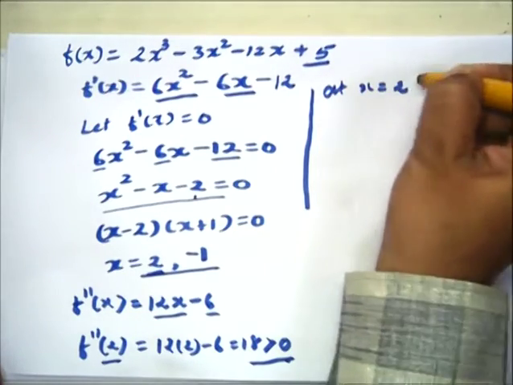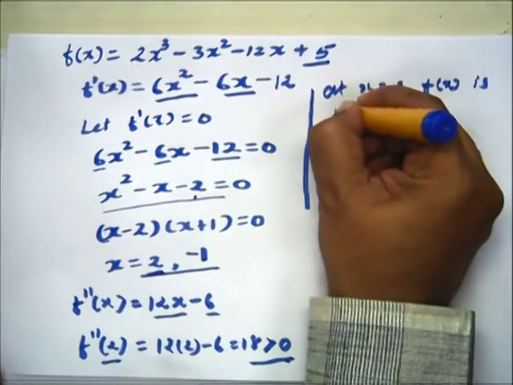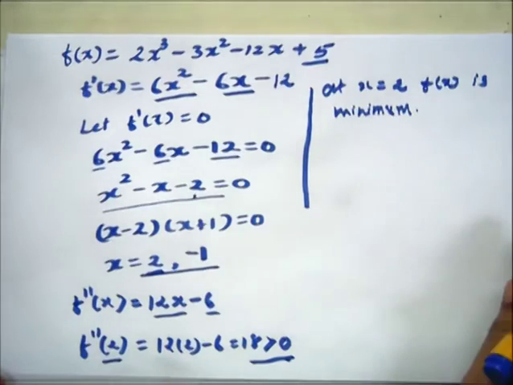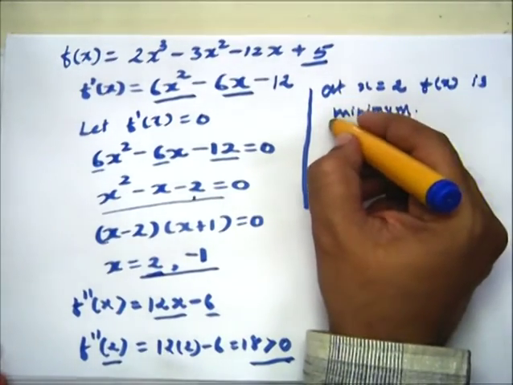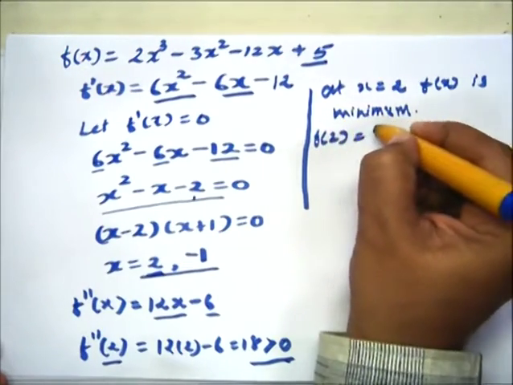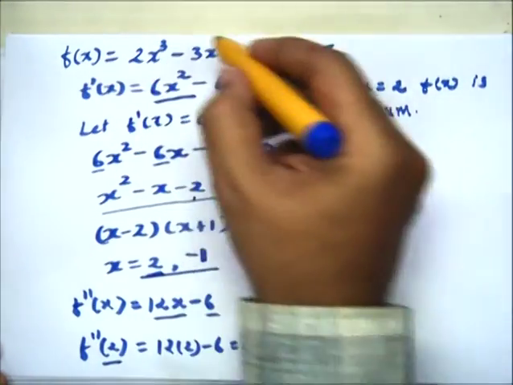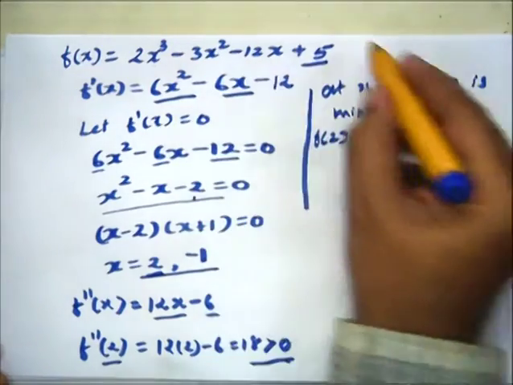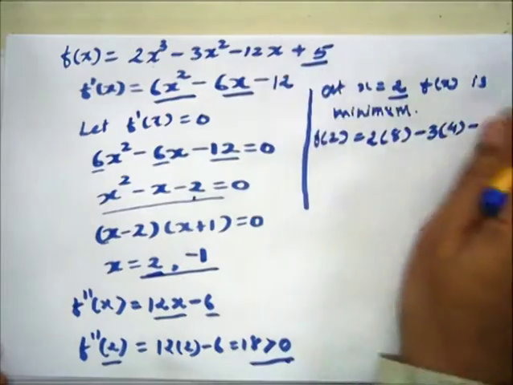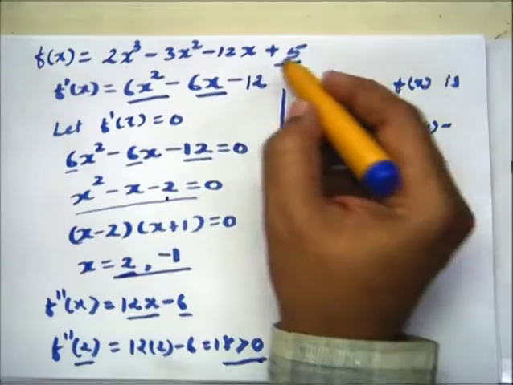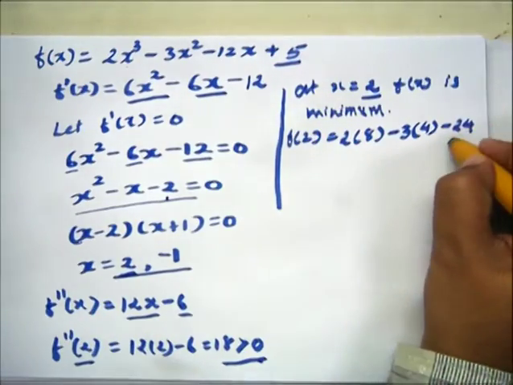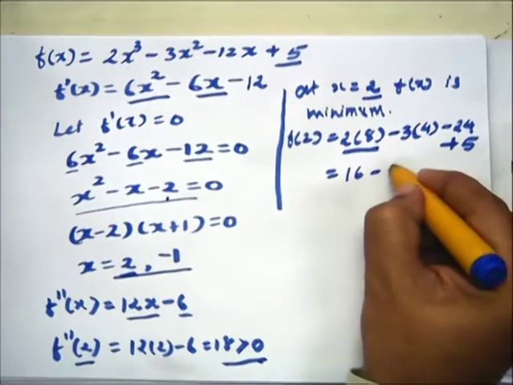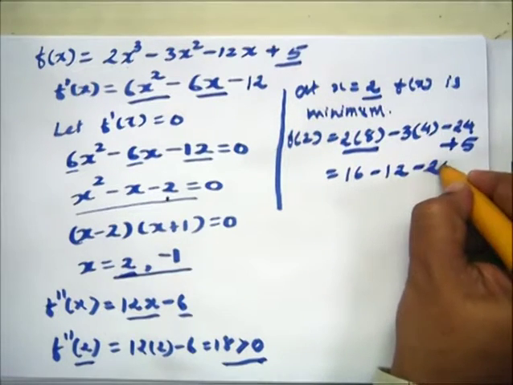So we can say at x is equal to 2, f x is minimum. And what is the minimum value for f x? So f of 2 is equal to 2 into 2 cube. If we put x is equal to 2, 2 cube is 8, minus 3 into 2 square is 4, minus 12 into 2 is 24, plus 5. So it is 16 minus 12 minus 24 plus 5.